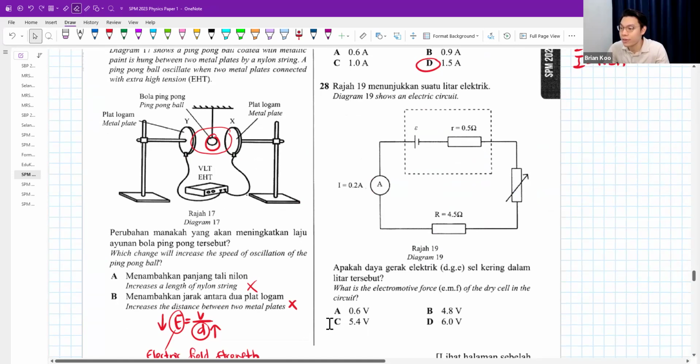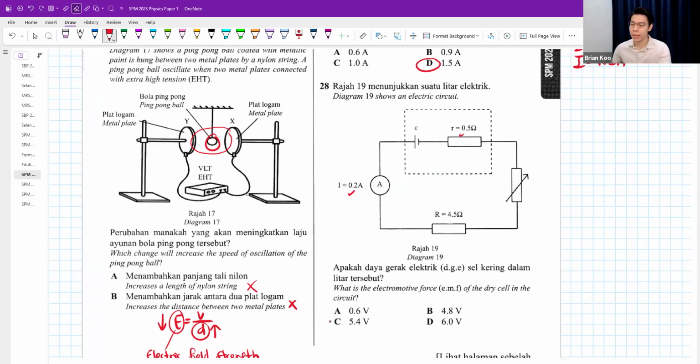Question 28. Diagram 19 shows an electric circuit. What is the e.m.f of the dry cell in the circuit? Okay, they give you internal resistance, current, the resistance outside here, but they didn't give this one. So because they didn't give the value, we assume that it is 0. Normally, the thing that has an arrow like that is a rheostat. So with a rheostat, you can usually adjust your resistance. Let's just assume that they adjusted the resistance to be 0.